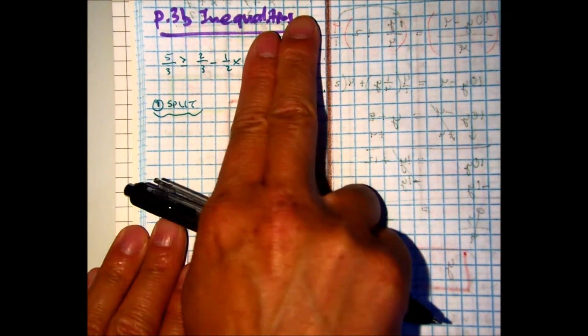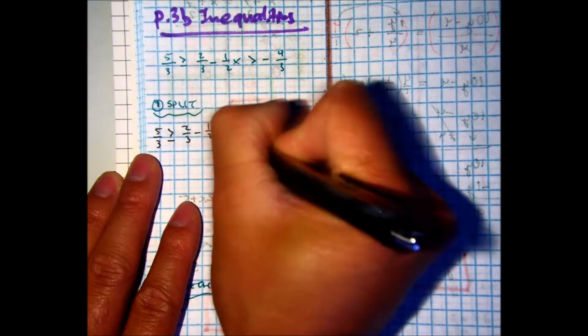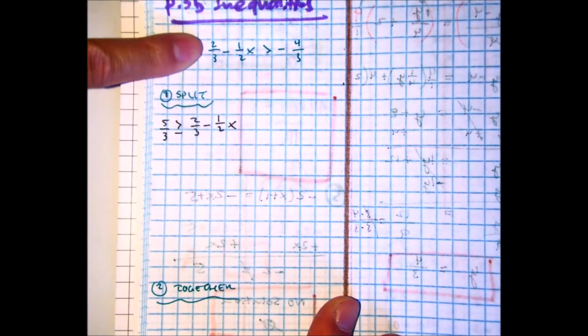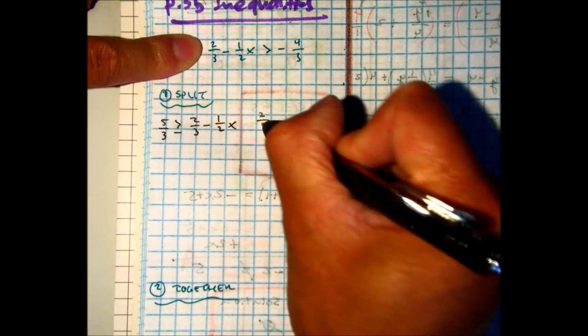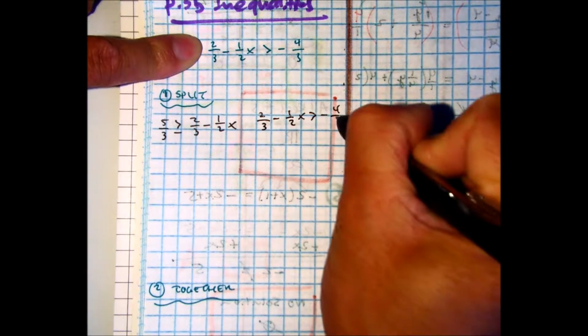I'm going to write the first one. I'll do this side first. So I have 5/3 greater than or equal to 2/3 minus 1/2 x. And then the second one, just use your finger to cover up the other part. So then on this side it is 2/3 minus 1/2 x greater than negative 4/3.